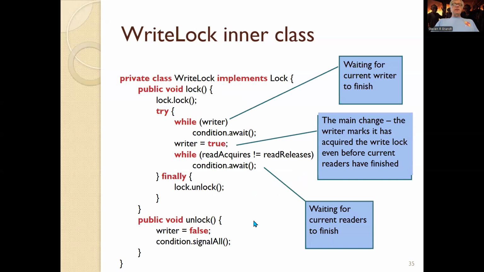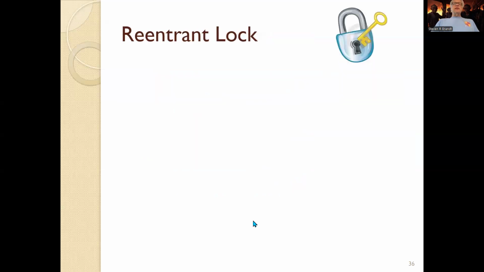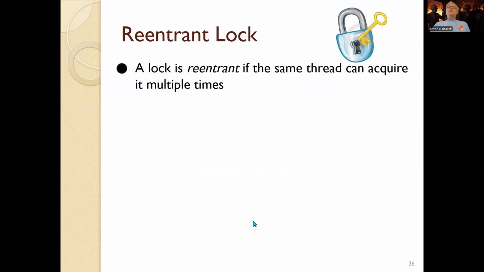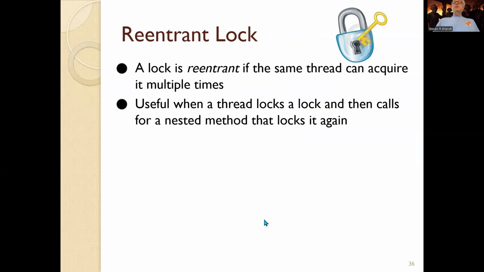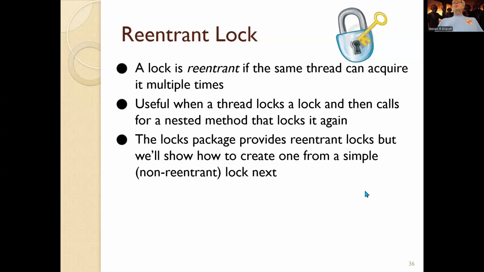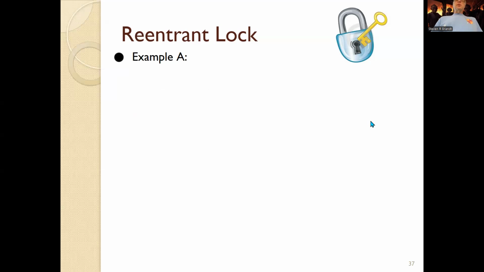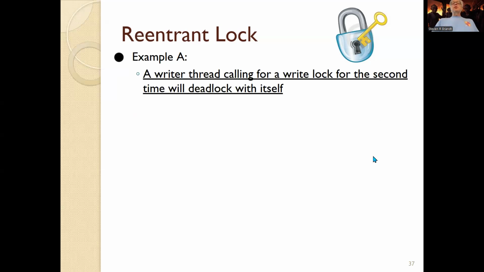All right. So we did this reentrant lock. Okay, so a lock is reentrant if the same thread can acquire it multiple times. And this is useful when you have a thread that locks a lock and then calls a nested method that locks it again. The locks package provides reentrant locks, but we'll show how to create one. So a reentrant lock could look like this. A writer thread calling for a write lock for the second time will deadlock on itself.